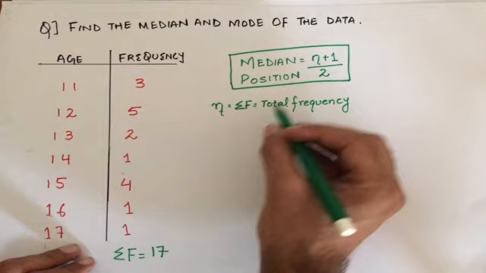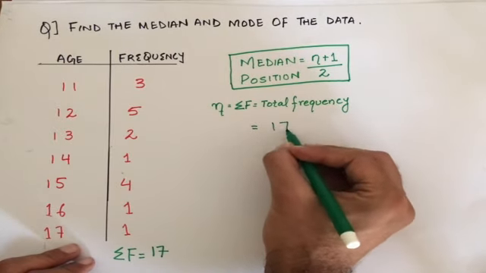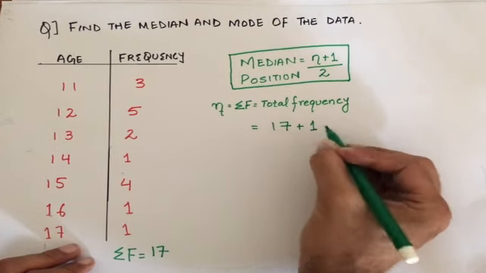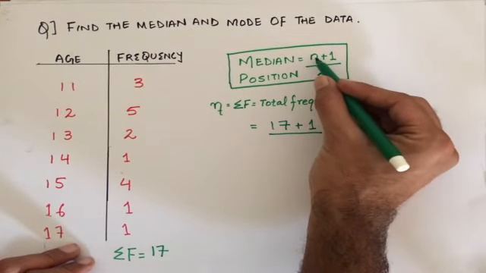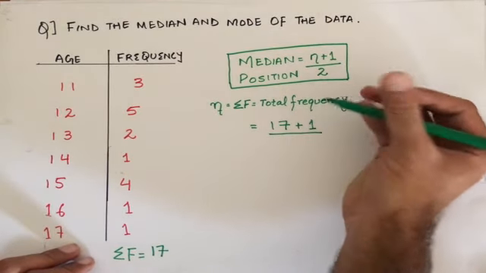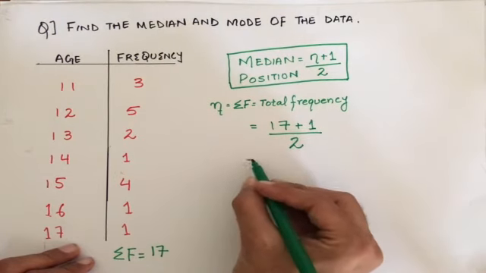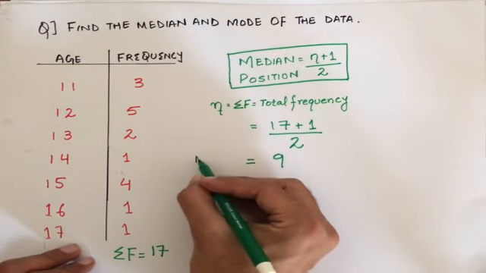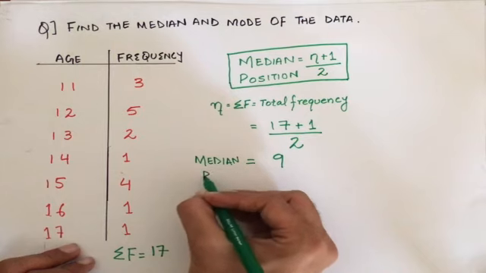So now putting it into formula, that is 17 plus 1, as the formula says, plus 1. So this is your total frequency, that is 17, and adding 1 into it, this is 18. 18 divided by 2 is 9. So the median position is 9.